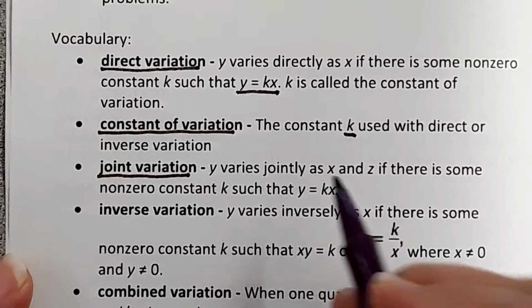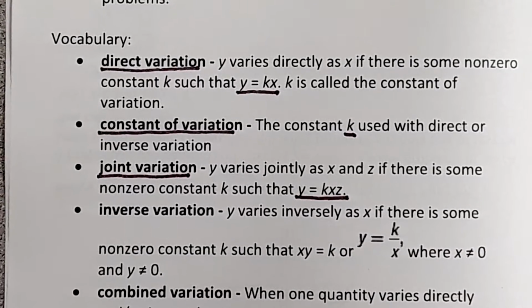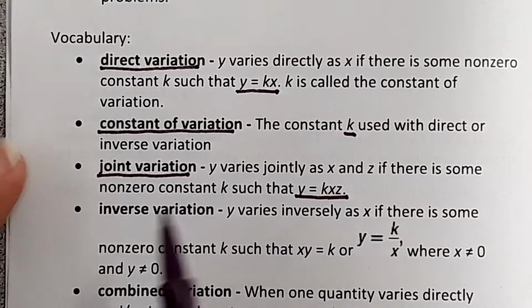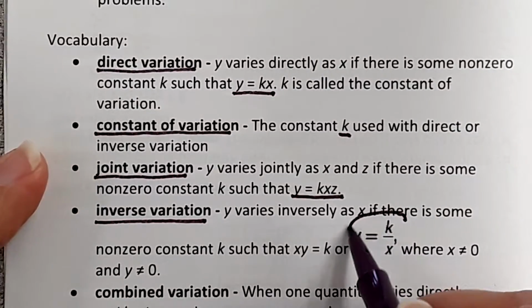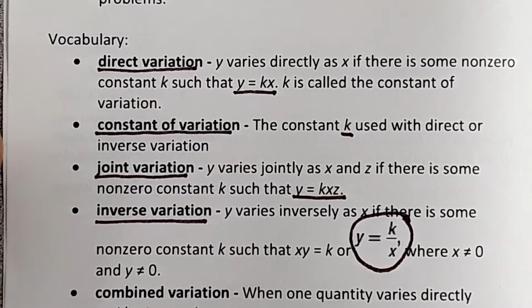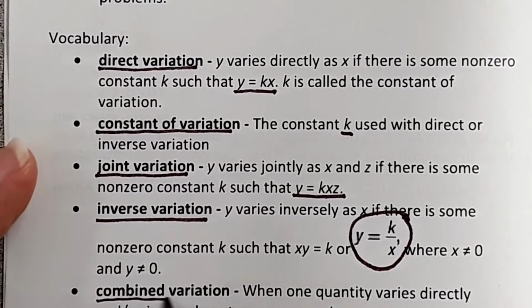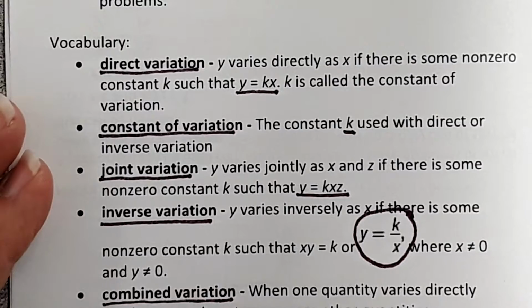You have joint variation, which is y equals kxz. Those letters could change depending on the problem, but this is how you're going to set them up, okay? You have inverse, and they'll say it varies inversely. Look at it as a fraction: k is in the numerator, x is in the denominator. And the last one is called combined variation, and that's where you're going to have y equals kx over z.